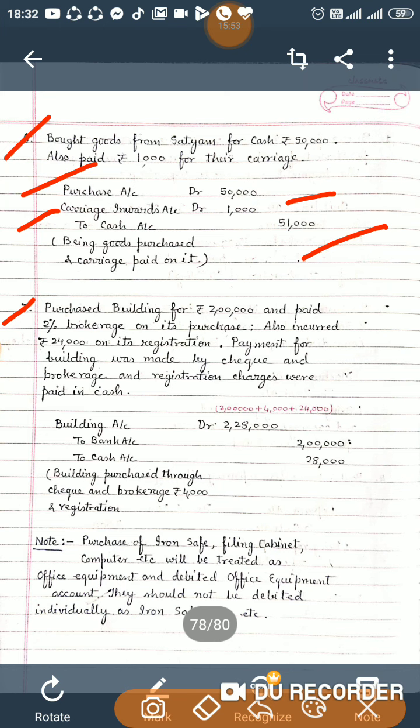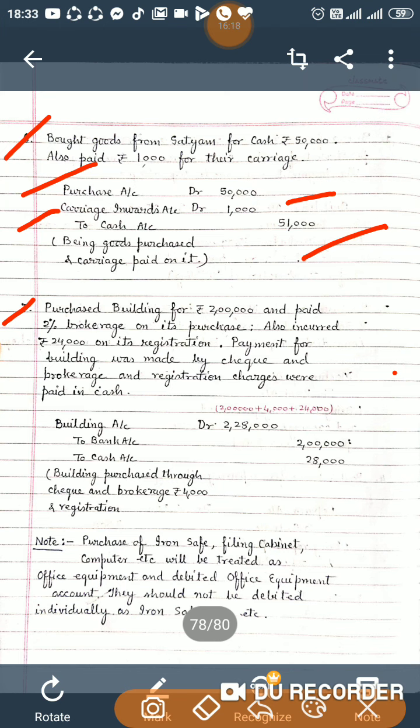As we have discussed, whenever you are purchasing an asset, whatever expenses you are incurring on it will be capitalized, they become the cost of the asset. So we will not record brokerage or registration charges individually as expenses. They become the cost, they will be added to the building account and debited to the building account.